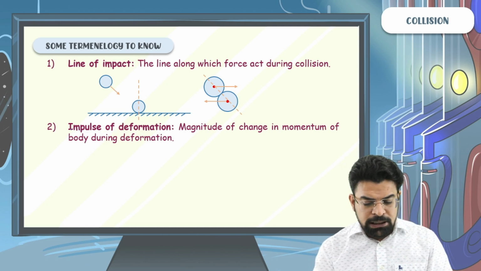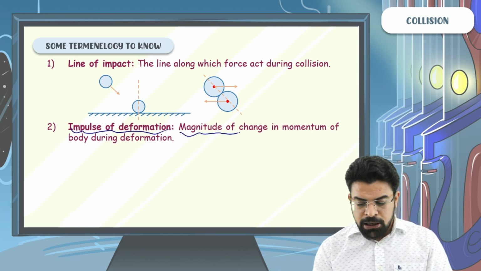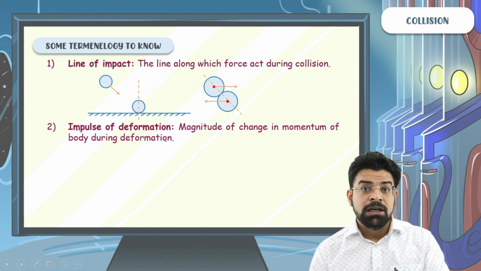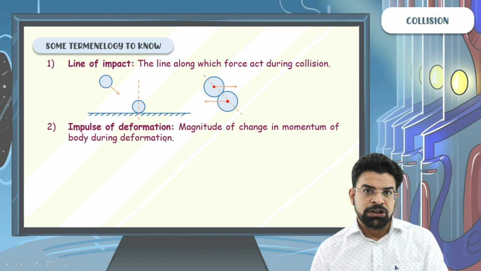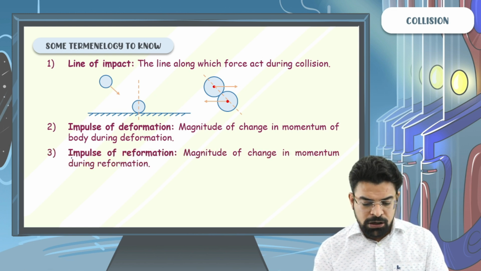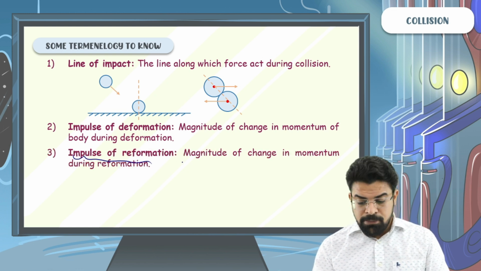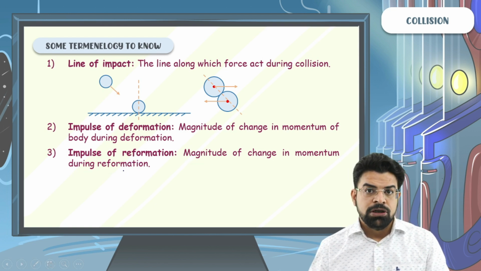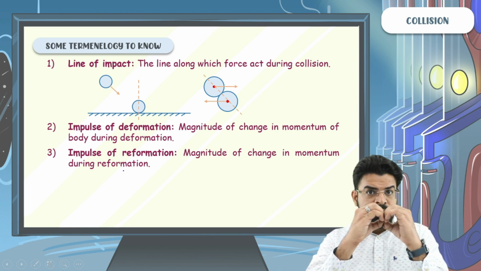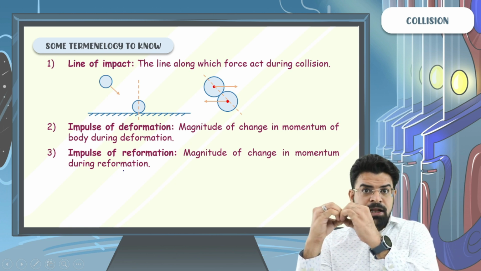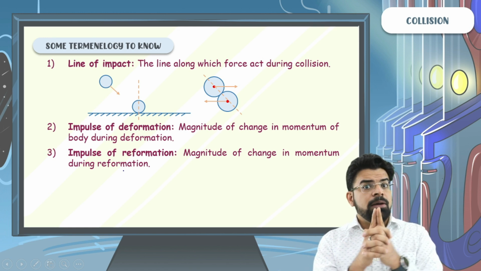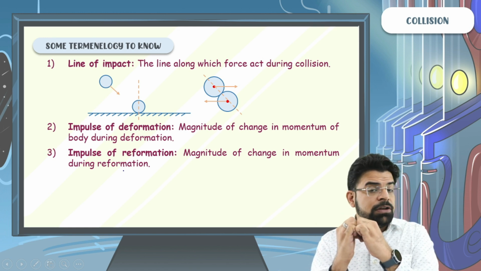So, what is impulse of deformation? Magnitude of change in momentum of the body during deformation is called impulse of deformation. Similarly, we have a term called impulse of reformation: the magnitude of change in momentum during the process of reformation. So first the bodies get into contact, then they deform, then they reform, then they separate. So the change in momentum during the process of deformation is called impulse of deformation.